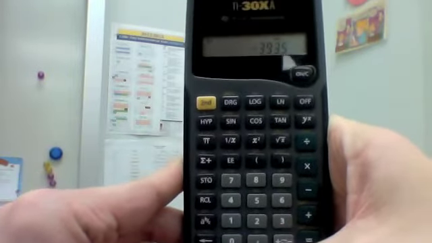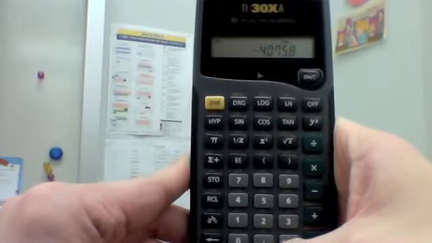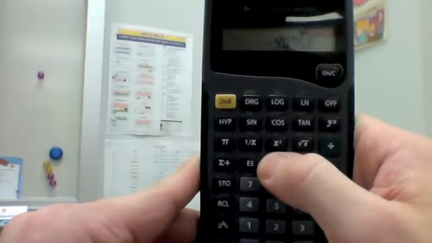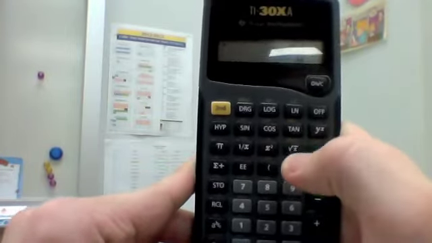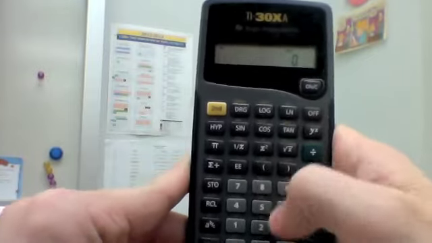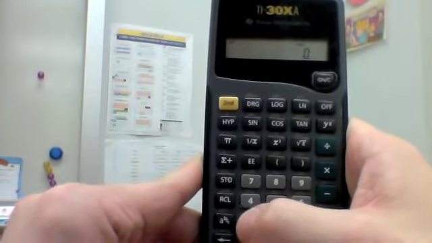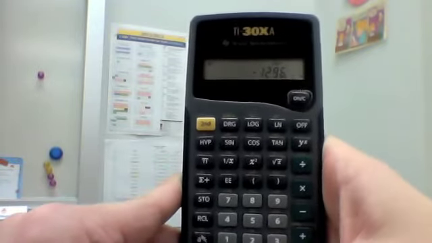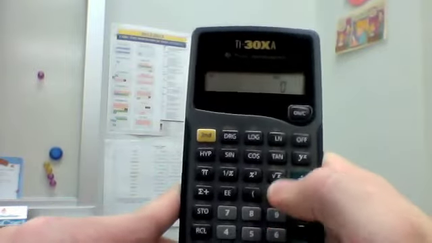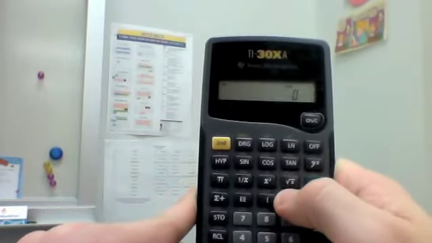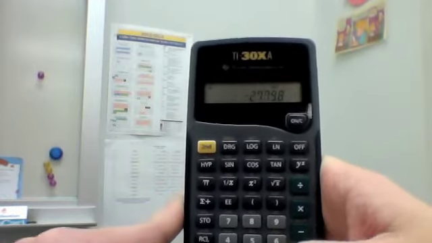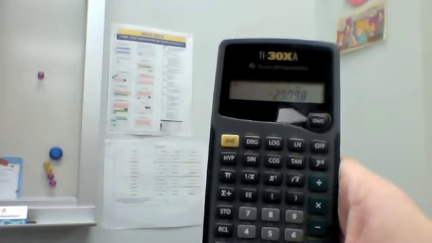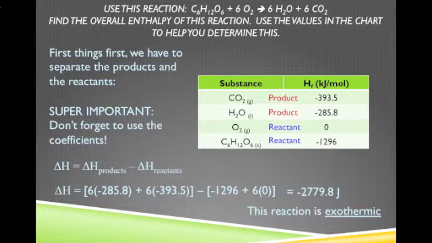And that's going to be the end of my products, so I'm going to close those parentheses. Then I'm going to go minus, because that's what it says in the formula, and I'm going to put another set of parentheses. It takes it back to 0, but don't panic. You're all right. Now I'm going to type in 1296, then I'm going to hit the negative. Then I'm going to go plus 6 times 0, which I guess we really didn't need to type in, but that's okay. I'm going to close parentheses, and then I'm going to hit equal, and that's how I get that 2,779.8 joules.